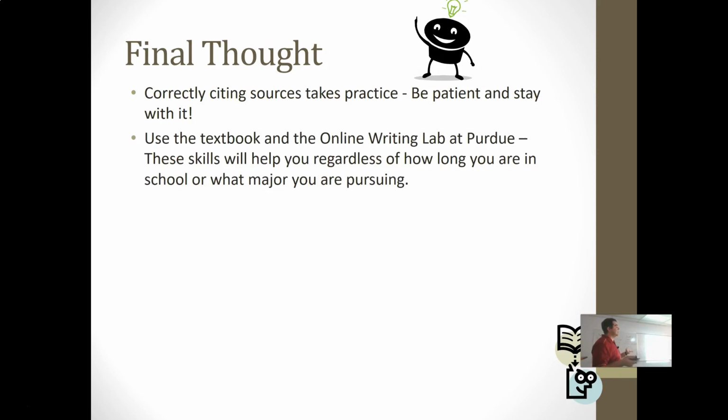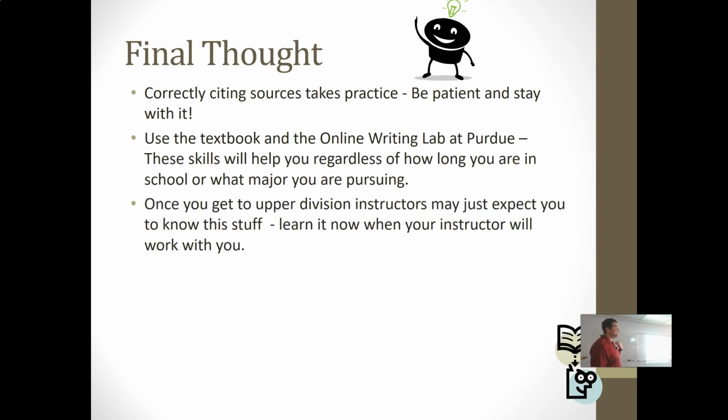Okay, just a final thought. Remember that this takes time. I still have to look stuff up to do it correctly. You don't have to memorize it. You just have to know where your resources are to do it correctly. Use a textbook, Writing Lab at Purdue, other resources to help you. If you're planning on getting a 4-year degree, once you get to upper division classes, instructors will just say, use APA, use MLA, use Chicago style. And then they're going to expect you to do it correctly.